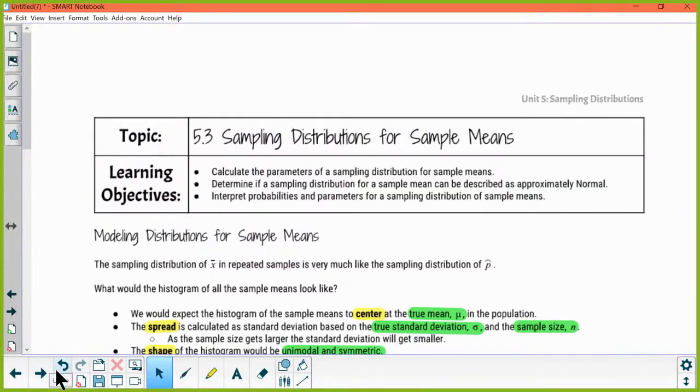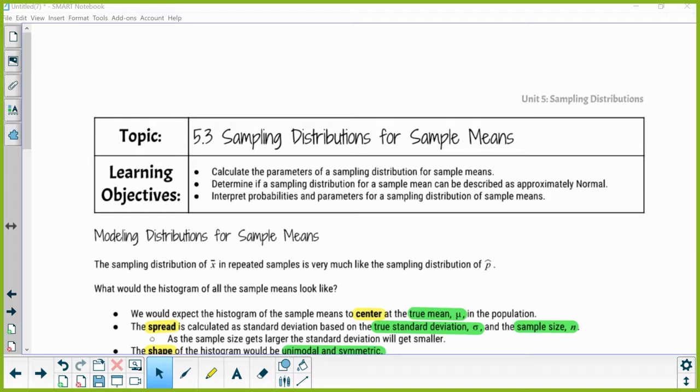Okay, today we are going to talk about sampling distributions for means. Everything that we do today is going to be very similar to what we did with our proportions. The only difference is we're going to be dealing with means, and standard deviation is calculated a little bit differently just because you have to think of the fact that we are taking a mean of an entire sample size.